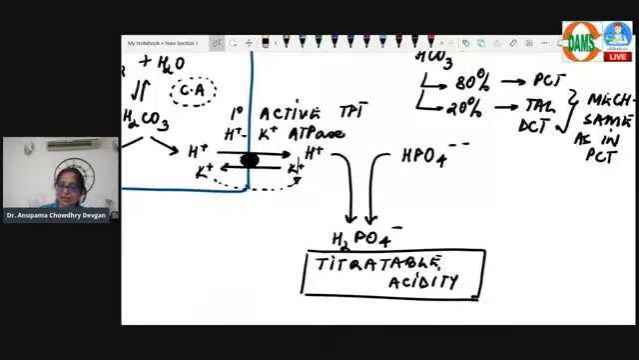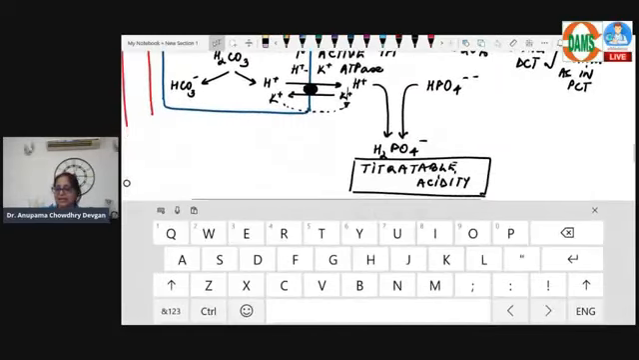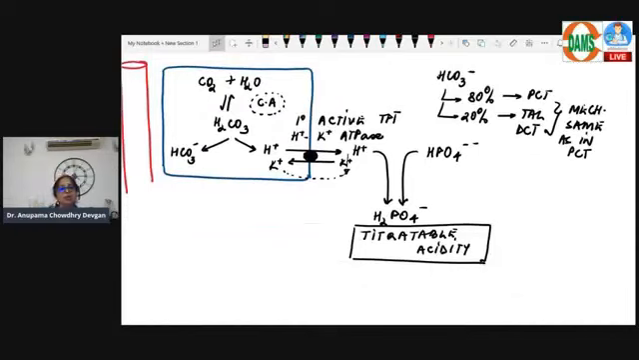Right? Let's see this once again. What happens in the collecting duct? In the collecting duct, you also have the presence of carbonic anhydrase. So carbon dioxide plus water in the presence of carbonic anhydrase, but you have to keep in mind that the collecting duct cells are poor in carbonic anhydrase. PCT cells are rich in carbonic anhydrase. Again, H2CO3 is formed, which splits into H plus and HCO3 minus.